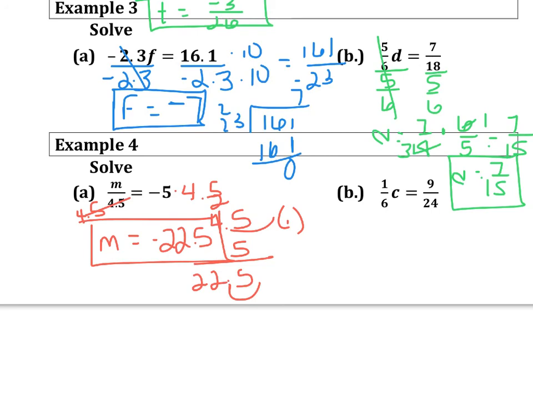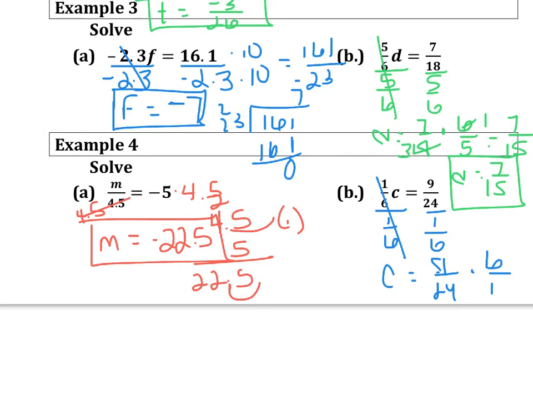In the last one, 4b, 1/6 C is equal to 9/24. So again, our inverse operation will be division. So we'll divide both sides by 1/6 to isolate C. And we will write out the division problem again, keeping in mind that we need to keep, switch, flip. So we will keep 9/24, switch division to multiplication, and flip 1/6, so it is now 6/1.